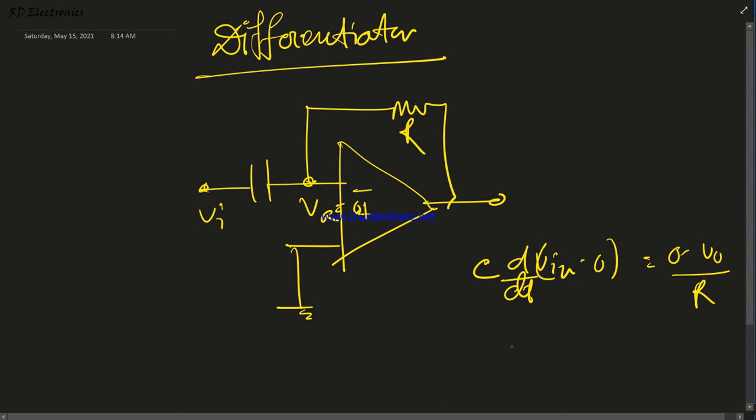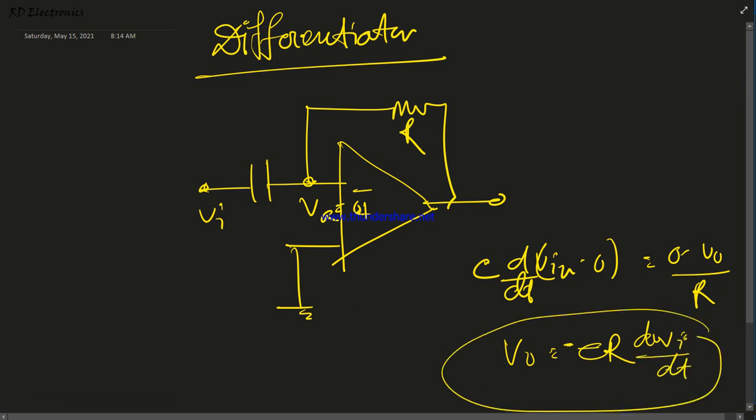So now what is the output voltage? The output voltage is minus CR dV by dt. So we see that the output voltage is a differential form of the input voltage. That's why this circuit is known as the differentiator circuit.